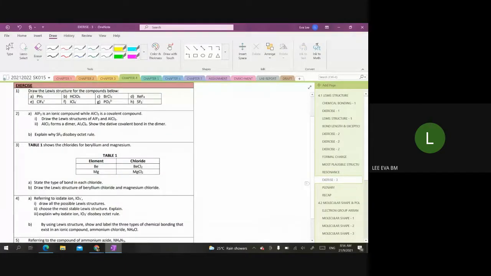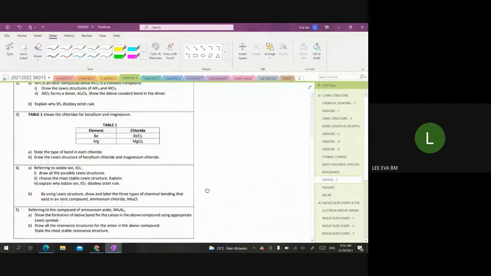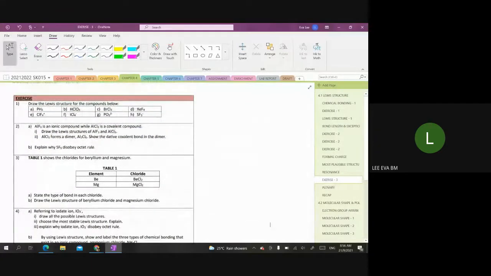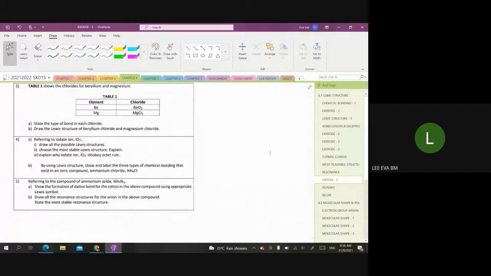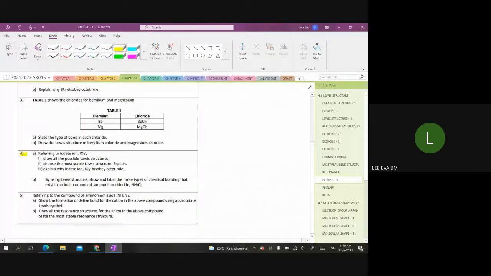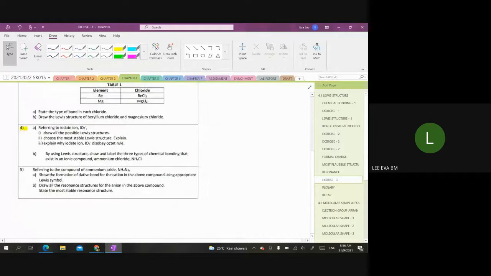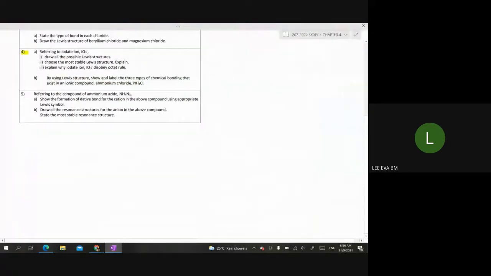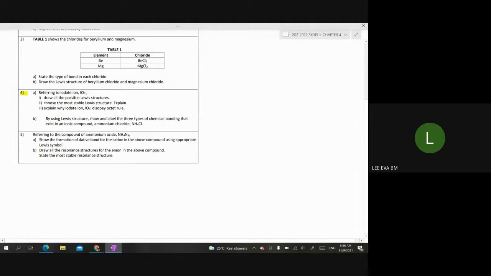Okay, so untuk exercise dekat sini soalan 1 hingga 5. Soalan pertama Lewis structure. Soalan kedua sampai ke 5 dia adalah contoh exam style questions. Okay, so Madam ambil contoh dekat soalan yang keempat. If you look at question number 4, Madam discuss one question with you. Sebab Madam rasa 2, 3 dengan 5 senang lah.